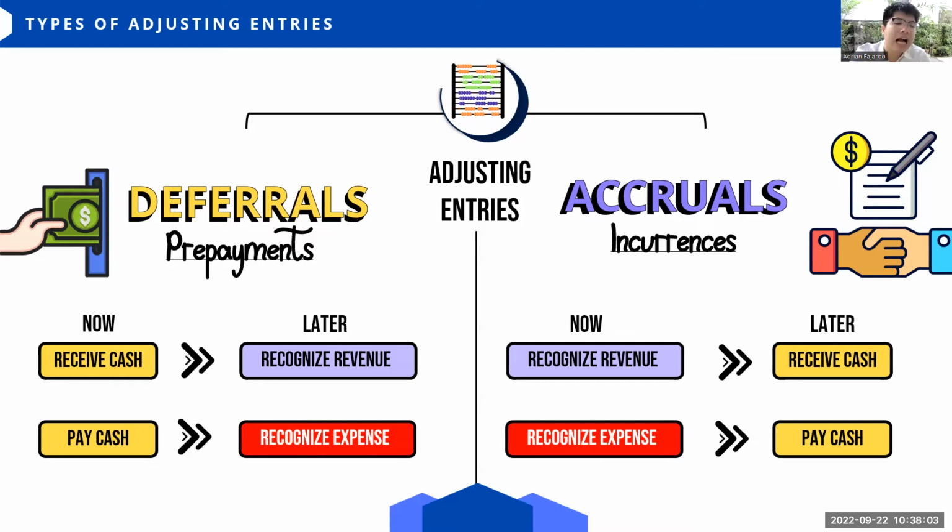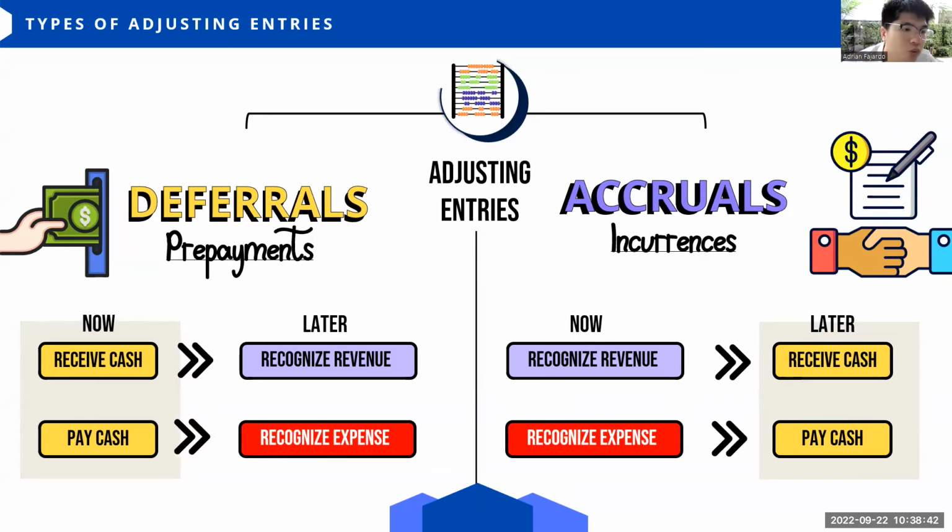So for me, parang nakakalito kasi ang daming names, like I've never used deferrals or accruals in my life before accounting, right? Pero parang madali, just take note of where the cash is. In deferrals or what we call prepayments, what happens is that you receive or pay cash. So nauuna si cash, right? In accruals, si cash naman nahuhuli. The cash transactions happen at a later date. Ang nauuna would be the incurrence or the recognition of your revenue or your expense.